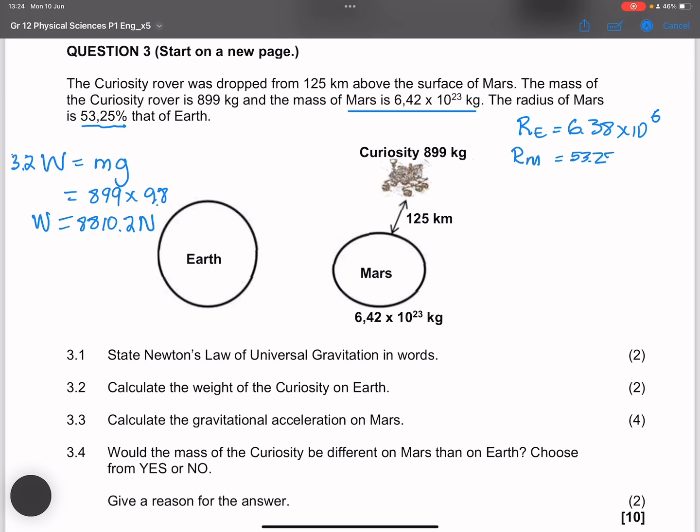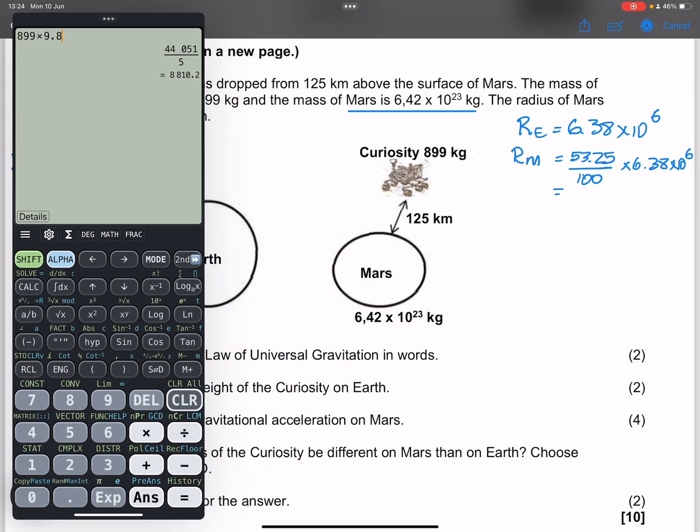53.25 over 100. So please remember that's a percentage, right? Multiplied by that value 6.38 times 10 exponent 6. So which means the radius there, let's try and find that radius. So that's 0.5325 times 6.38. In fact, you know what? Let's leave it exactly like that.